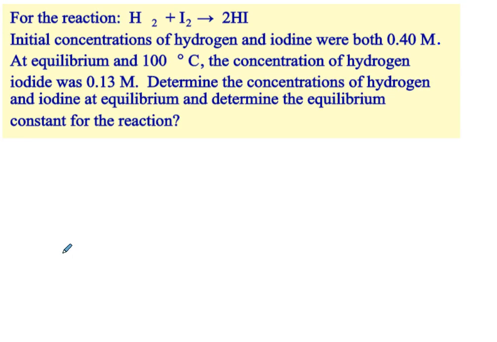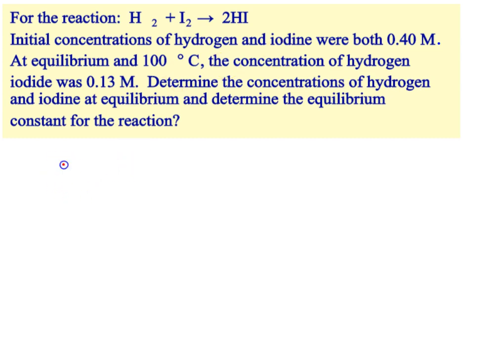Okay. For the reaction, H2 plus I2 goes to 2HI. Initial concentrations of hydrogen and iodine were both 0.4 molar. By the way, these are always going to give you the temperature. You never need to worry about it. It's there because these only exist at specific temperatures, but they're not things we're going to use. All right, the concentration of hydrogen iodide, which is the HI, was 0.13. Determine the concentrations of hydrogen and iodine at equilibrium and determine the equilibrium constant for the reaction.